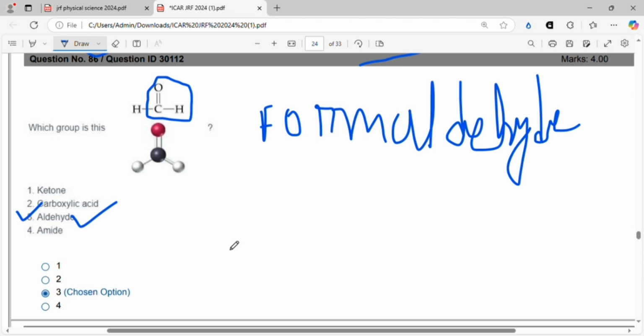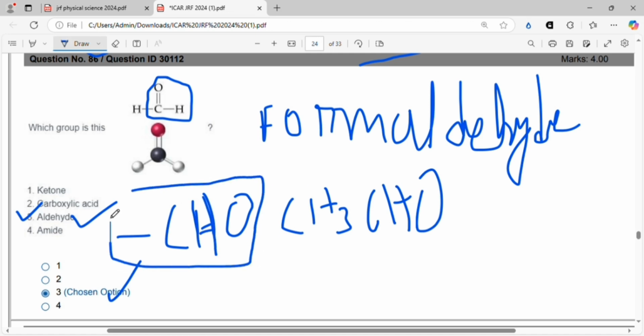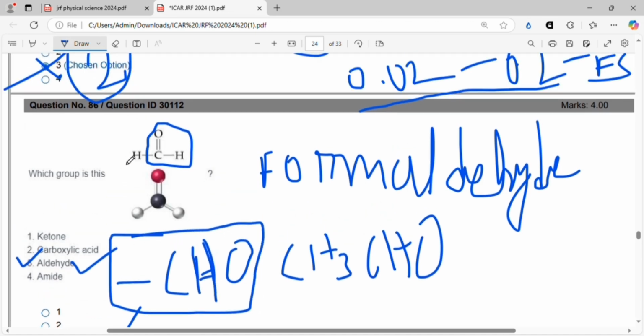All right, this is formaldehyde, HCHO. If it was CH3CHO, that is acetaldehyde. So this CHO is an aldehyde functional group, and the correct answer is option C. And you can write it in notation as CHO. This is an aldehyde group. All right. This is another question from biomolecules.